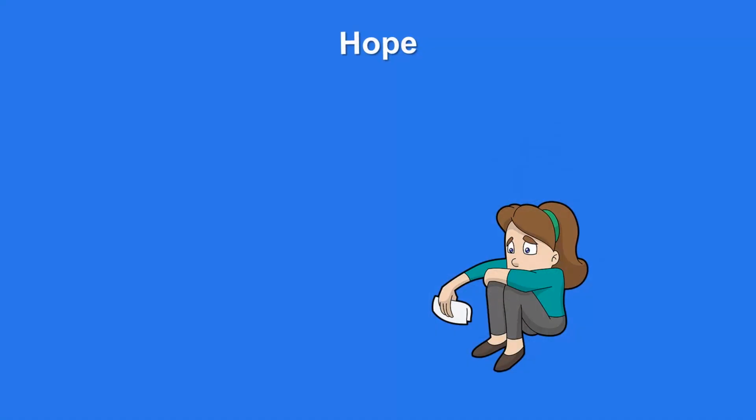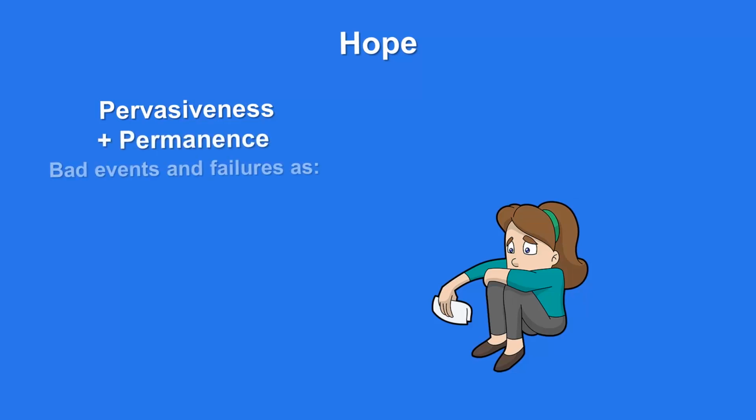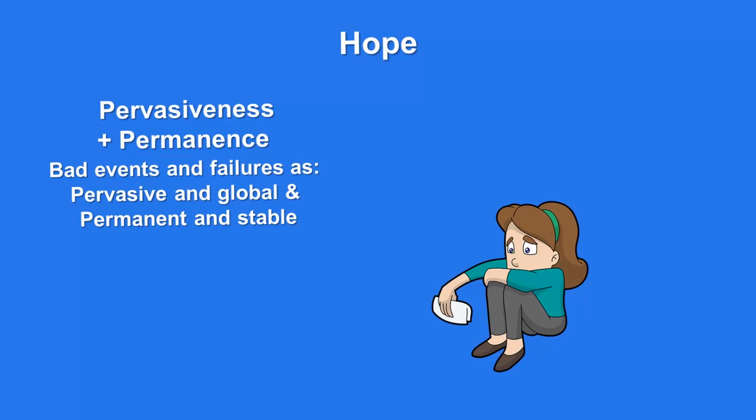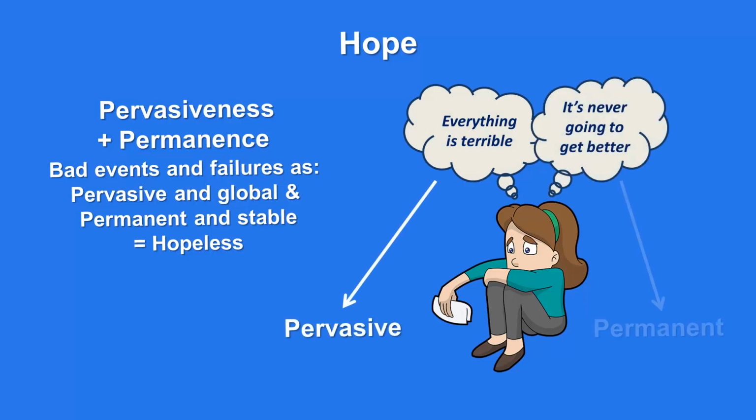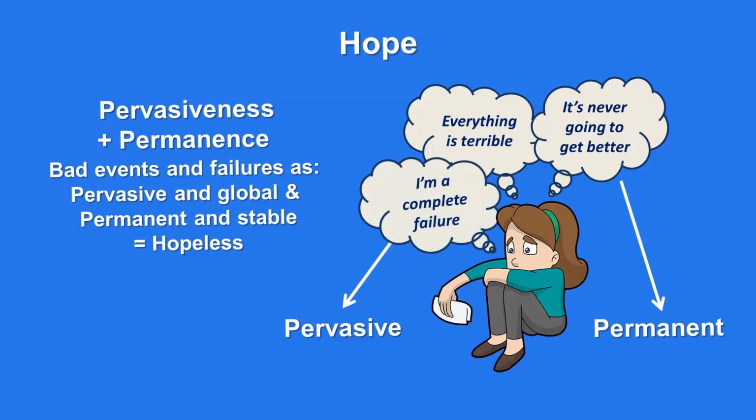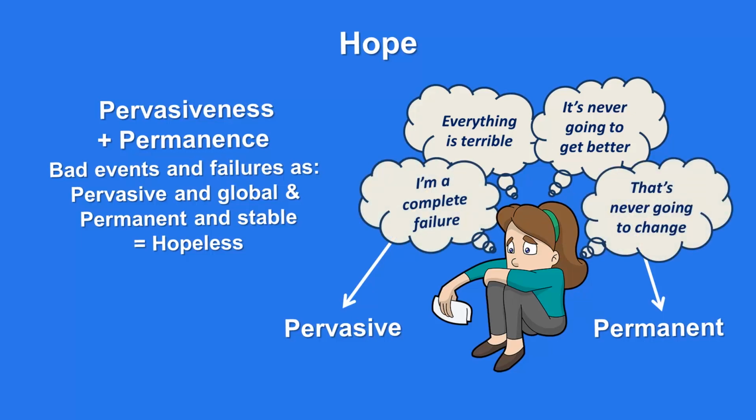Which brings us to hope. For Seligman, hope is the sum of our pervasiveness and permanence explanatory styles. The more we see bad events or failures as pervasive and global, and permanent and stable, the more hopeless we feel. Everything is terrible. It's never going to get any better. I'm a complete failure, and that's never going to change.